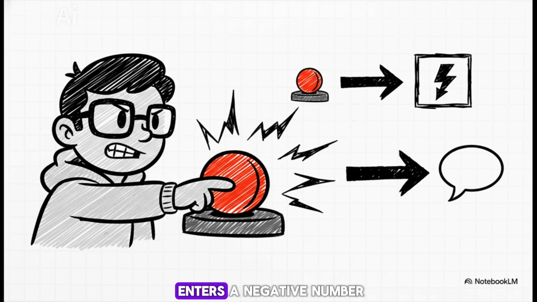Let's say a user enters a negative number for their age. I mean, that's not a built-in Python error, but it's logically impossible, right? You can use raise to stop everything right there. The syntax couldn't be simpler. Just the word raise, the type of exception, and then a helpful message in quotes. You're basically telling Python, stop.